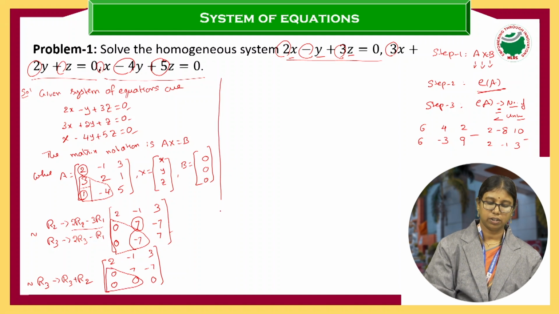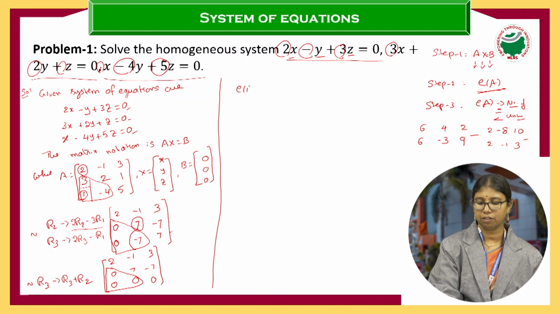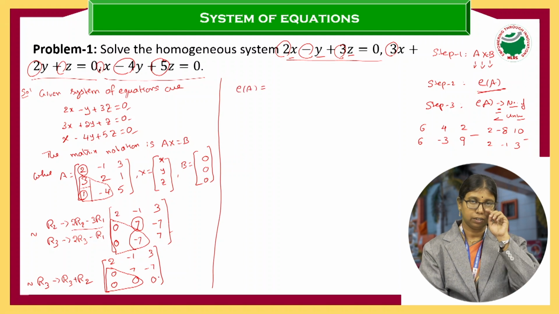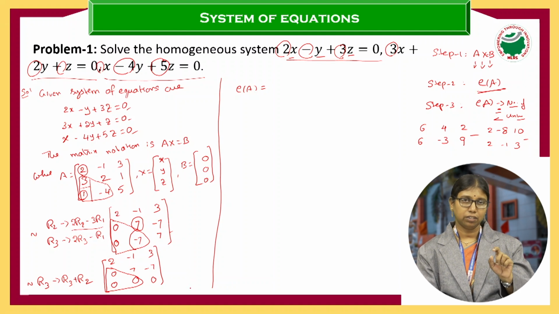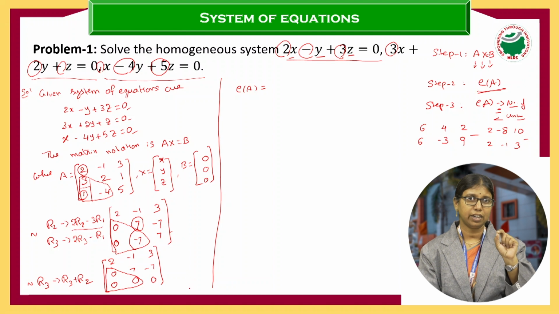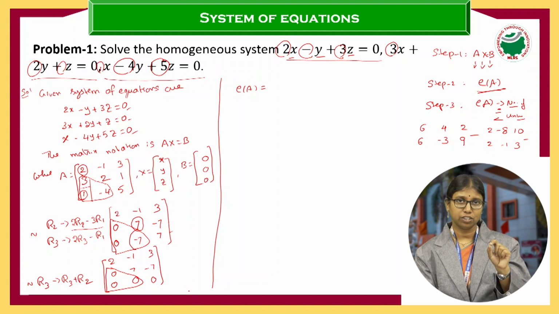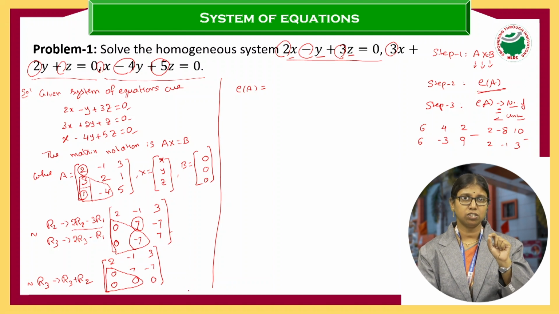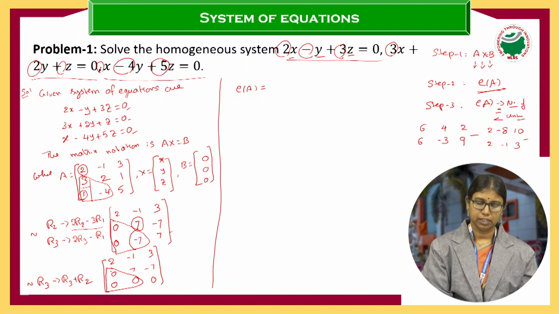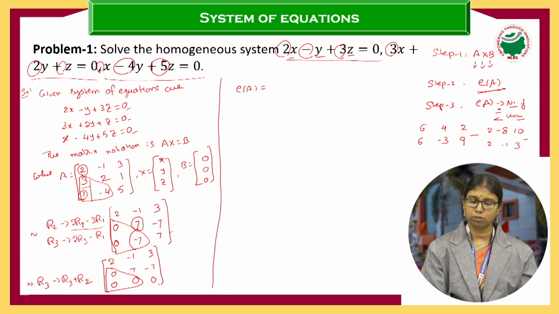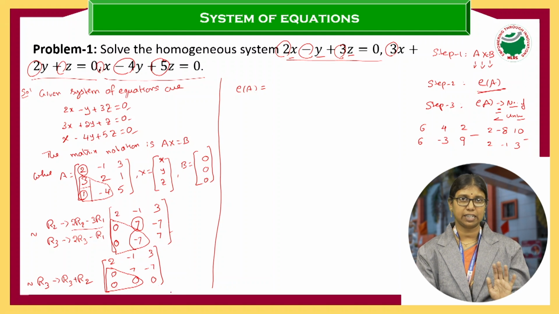Then, what is the rank of A? Rank of A is equal to, we have to convert the matrix to echelon form. So here, what are the conditions we have in echelon form? The number of zeros in the first non-zero row must and should be less than the number of zeros in the next row. Here I have 1 zero, here I have 3 zeros. So it's satisfying the condition.